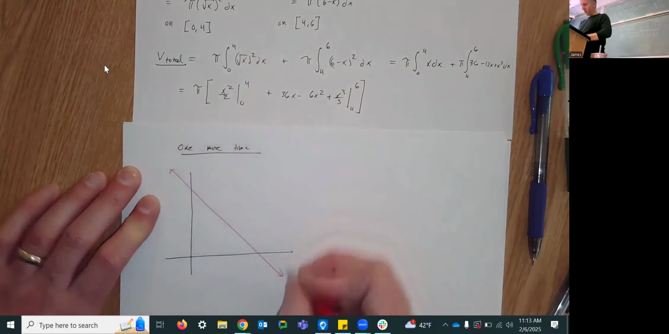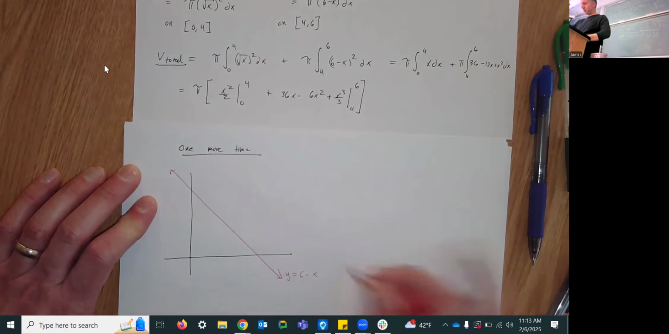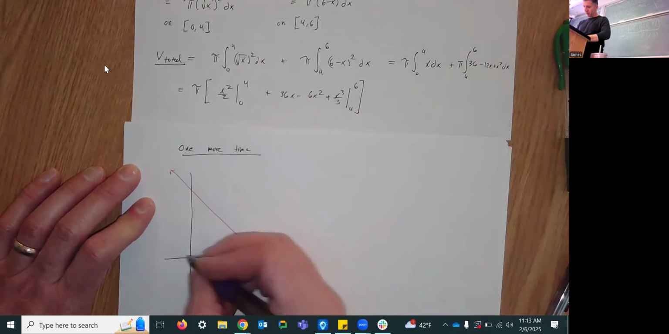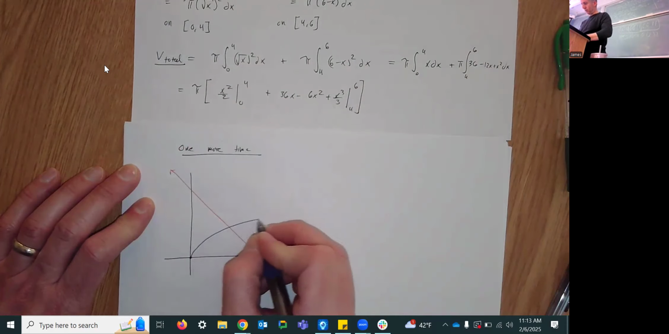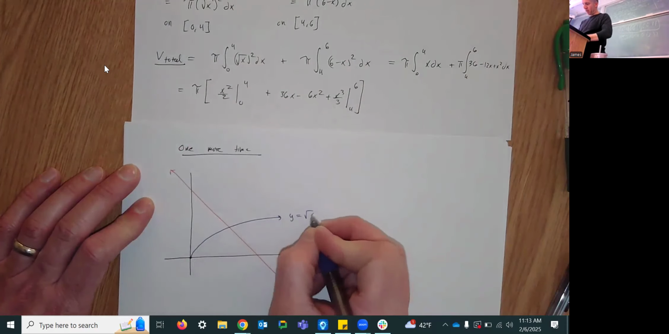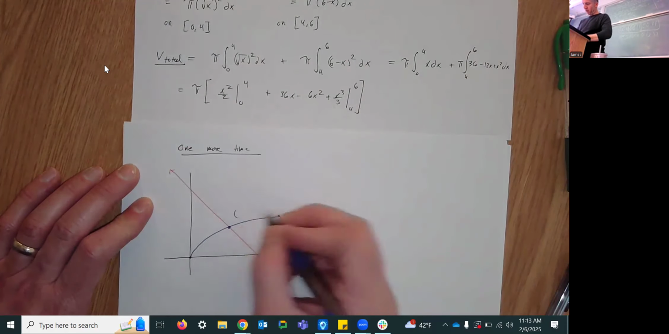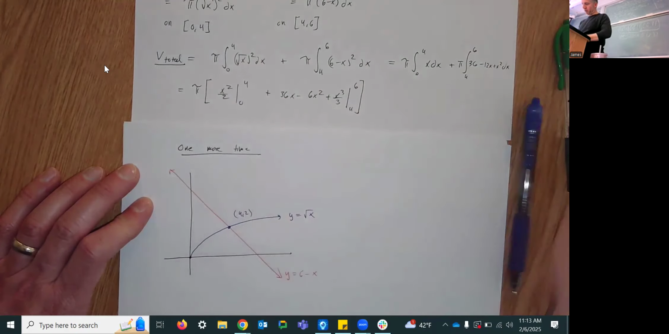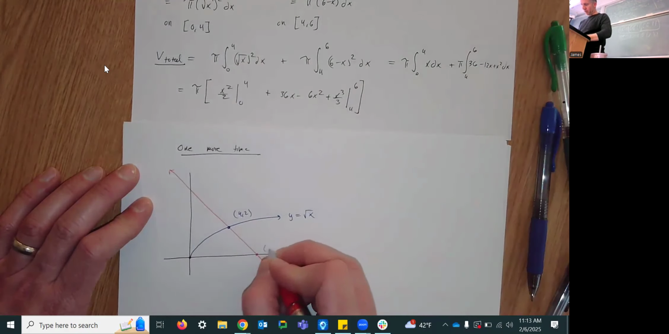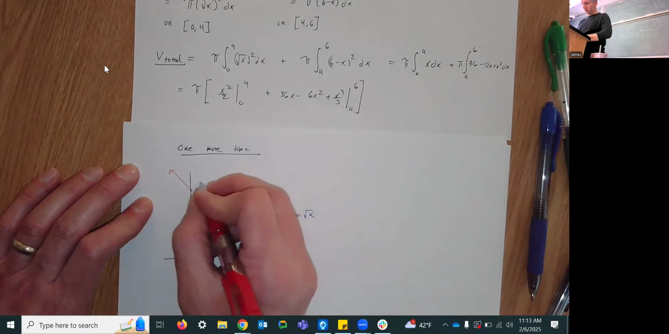There's my y equals 6 minus x. And here's my y equal to the square root of x. And here's the point 4 comma 2. And here's the point 6 comma 0 and 0 comma 6.